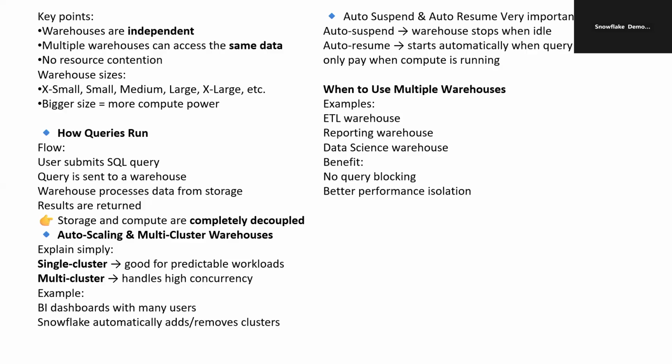And here, if you see the last point in the key points, warehouse sizes. We have X-Small, Small, Medium, Large, X-Large, etc. Bigger size equals more compute power. I will explain how X-Small and Small consume credits, how to create them, and how to select these sizes in the video on virtual warehouses.